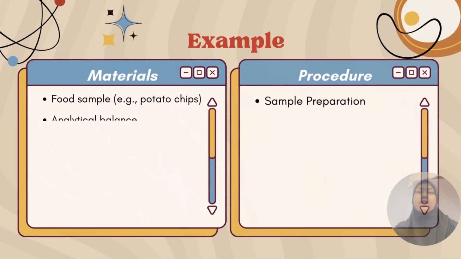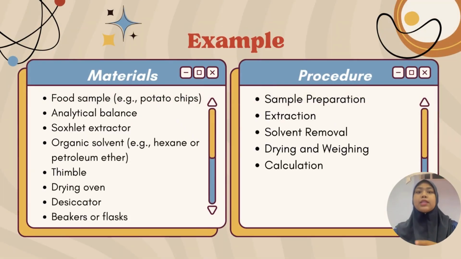Let's move on to the example. First, we have the materials here. We choose potato chips as the sample. Okay, so we have an analytical balance, Soxhlet extractor, organic solvent. We use hexane, thimble, drying oven, desiccator, beakers or flask. Okay, so for the procedure, we have sample preparation, extraction, solvent removal, drying and weighing, and calculation.